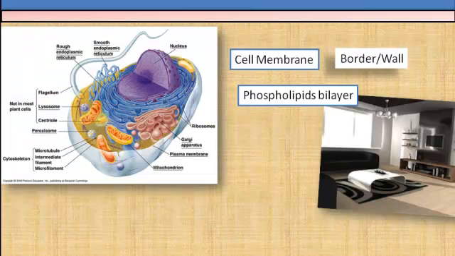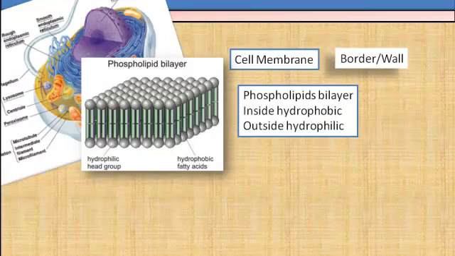Then there's the cell membrane, which is composed of a phospholipid bilayer, similar to a city border. A zoom in of the cell membrane, we see a phospholipid bilayer. The inside is hydrophobic while the outside is hydrophilic. That means it likes water. The great thing about the cell membrane, because it's hydrophobic inside, is that it allows it to create a separation between the inside and the outside, keeping all the organelles intact together.